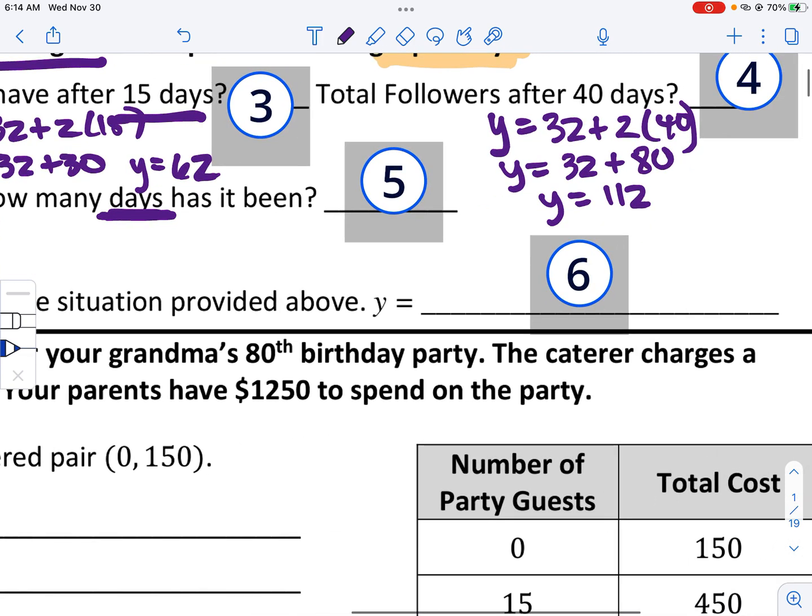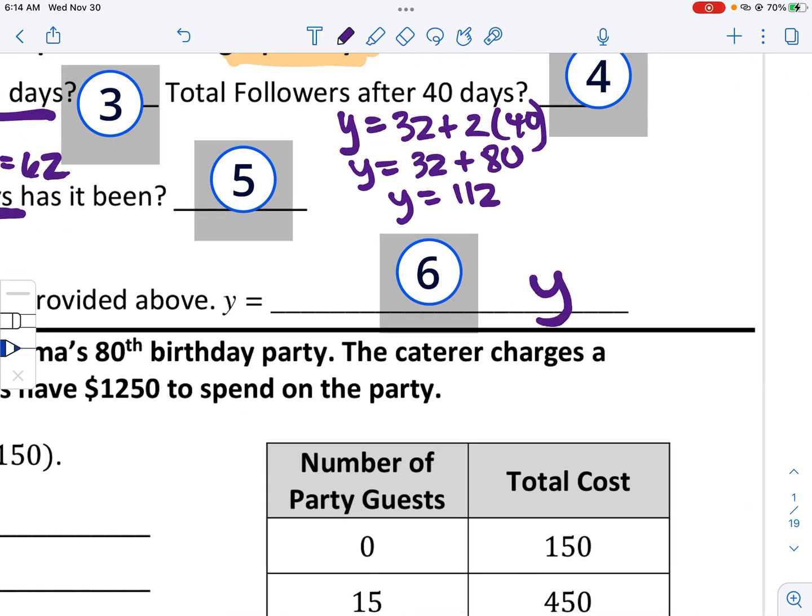Write an equation. Well, we already wrote the equation. So y equals, and I'm just going to write it so that the variable is first, because that's how I like to write it.